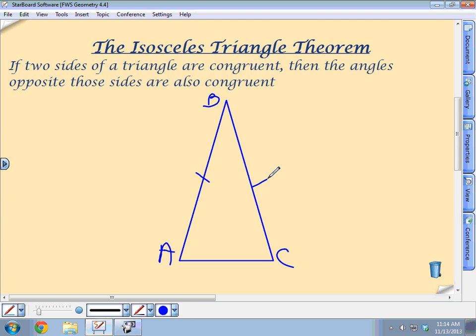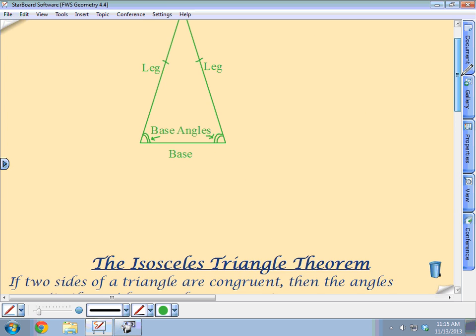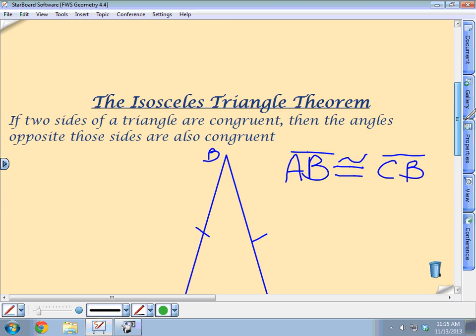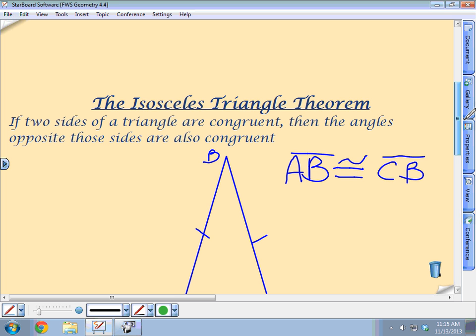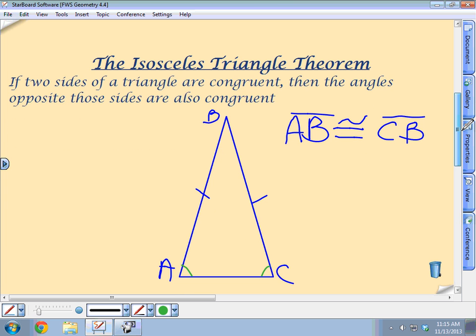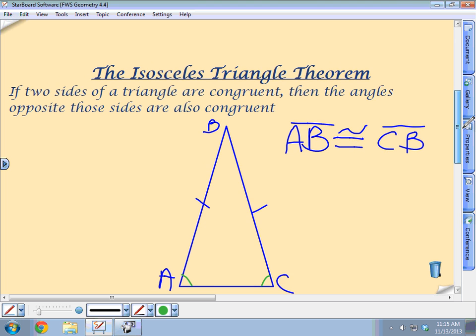Alright, so if AB is congruent to CB, then the angles opposite these sides are also congruent. Well, these are the opposite sides, right? Wait, I thought it said... Hang on. It says on the paper if line segment AB is congruent to line segment AC. Well, I didn't pick. I just named my triangle. I'm not doing it off the sheet. I'm just proving that the theorem's true. You can do it with anything else.